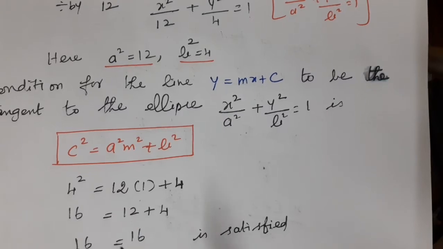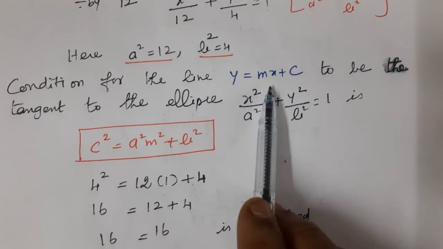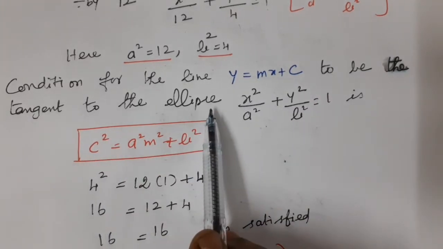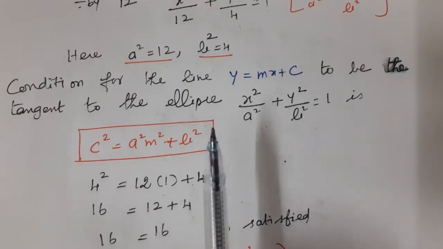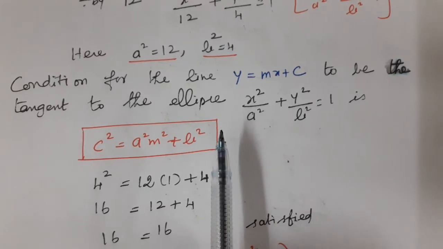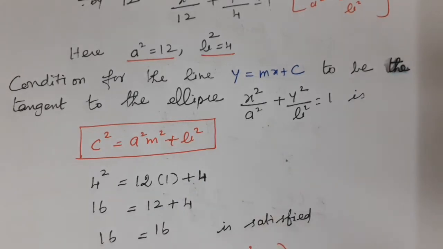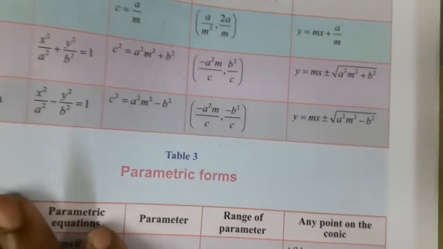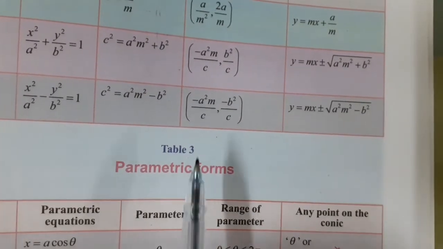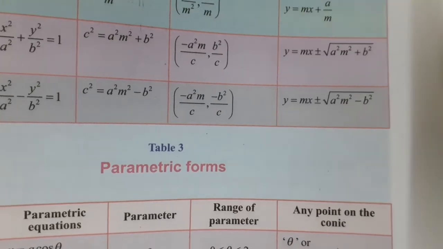Next, we remember the condition from table 1. The condition for the line y equal to mx plus c to be tangent to the ellipse x square by a square plus y square by b square equal to 1. Already I told you, you learn the table, then only you will be able to easily do all the sums of exercise number 5.4. It is the condition, so go through the formula. Go through table 2, where the condition is given.